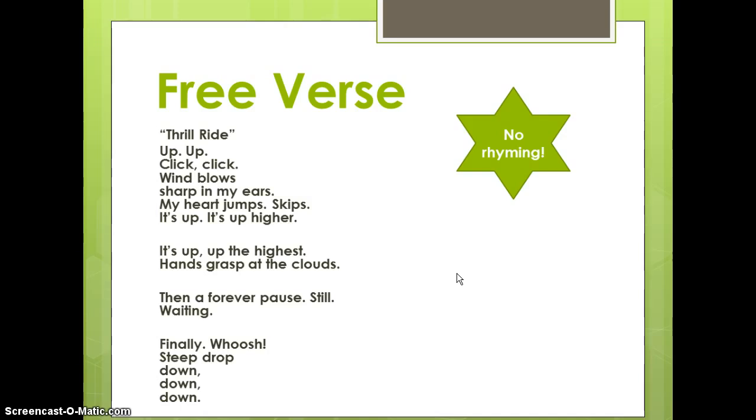Second of all, there's a lot of poetic devices here. How about repetition? Up, up, click, click. Or up, up here, down, down, down. I also see a metaphor. My heart jumps, skips. Is this person's heart really skipping? Is it skipping across like we would skip across a sidewalk? No, but it feels like it's skipping because she's so nervous.